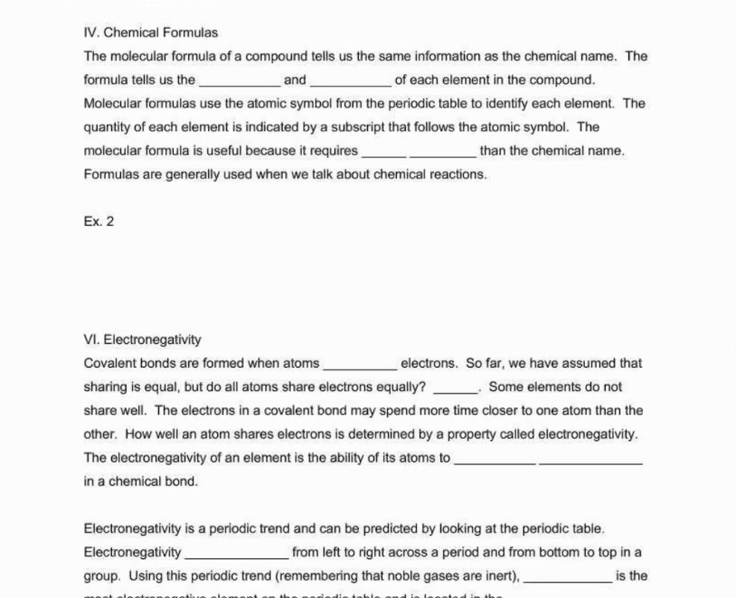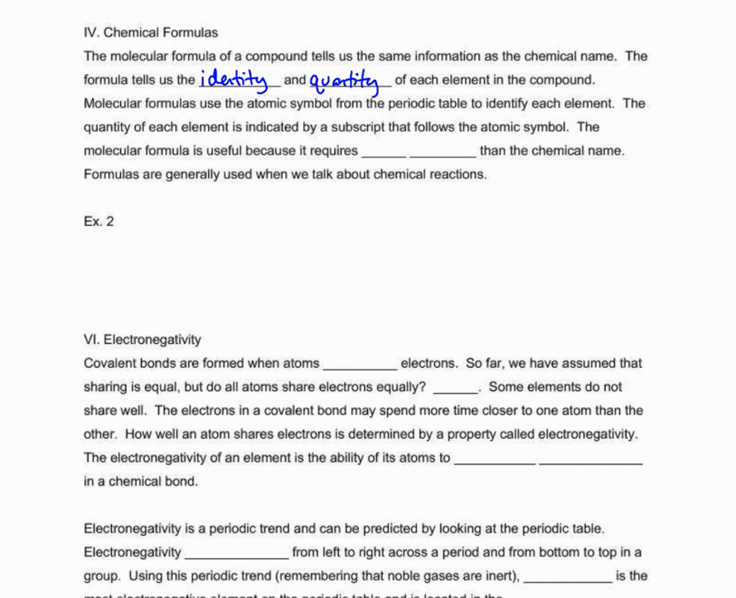So the molecular formula of a compound will tell us the same information as the chemical name. The formula tells us the identity of all the elements involved, and it tells us the quantity, just like in the chemical name. So we get both pieces of information in both the chemical formula and the chemical name when it comes to molecules, covalent compounds.